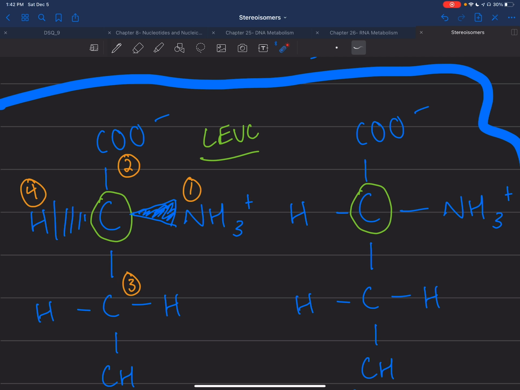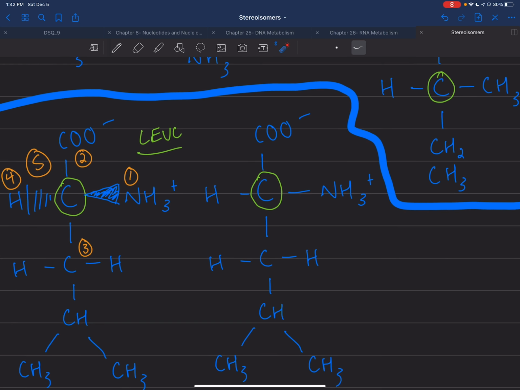So let's stick with a Fisher projection. I know this sucks and this is annoying. You know, this is kind of like a hybrid Fisher projection. I'm just going to stick with this. I'm going to say this is a perspective just turned sideways. And I'm going to say that this is S. 1, 2, 3, going to the left. I'm going to say that that's S. All right, we're going to make this R.